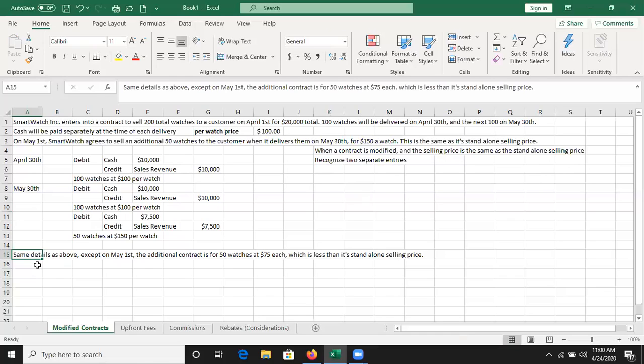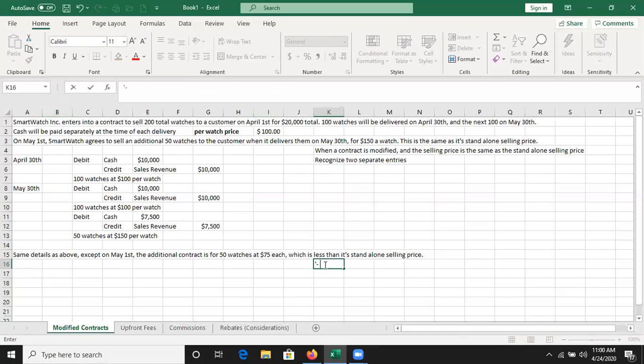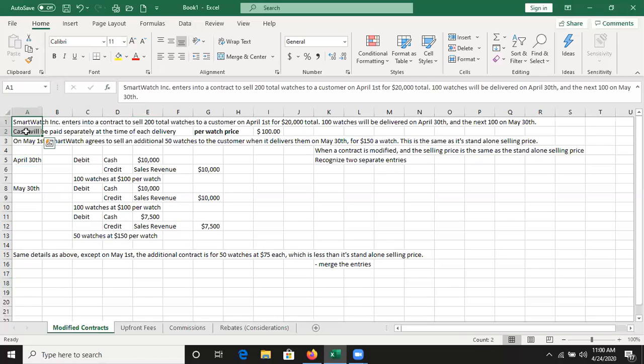Okay? Now, say it's the same details as above, except on May 1st, the additional contract is for 50 watches at $75 each, which is less than its standalone selling price. So in this situation, when it's less than the standalone selling price, you can merge the entries, okay? So what this means is, same thing. It's the same starting details, and then the only thing that changes is what happens on May 1st.